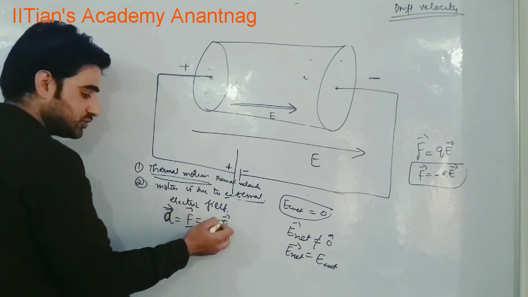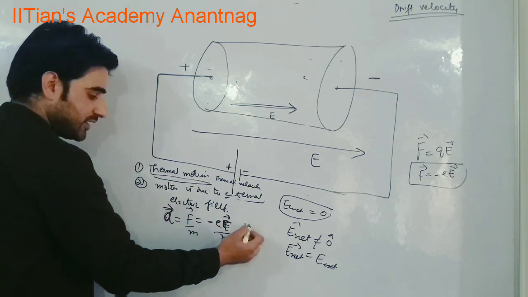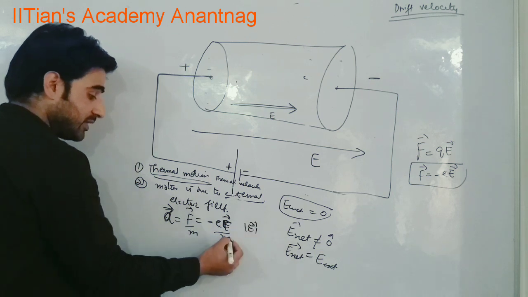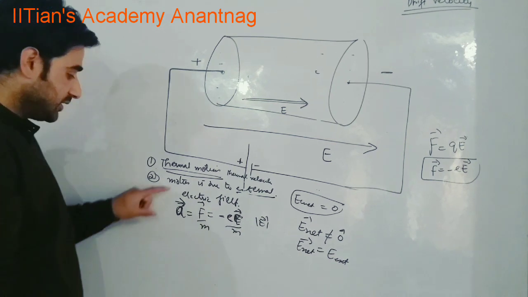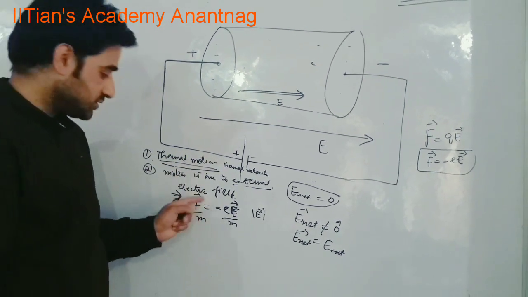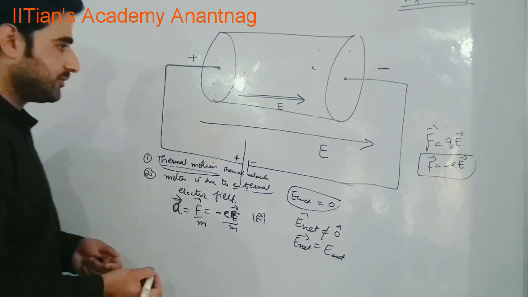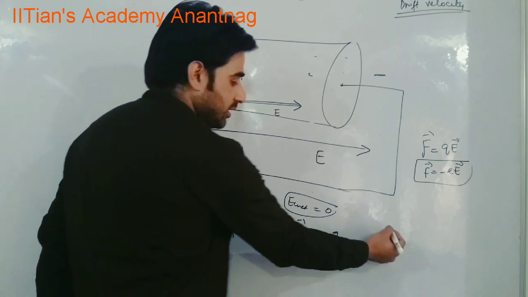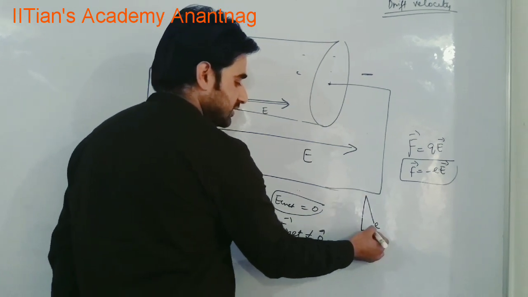Acceleration is opposite to the direction of electric field. E is the magnitude of electric field, and mass m, I will later on have one more discussion on m. Now I can have two motions. One is thermal motion, another motion is due to external electric field. So what is happening here? Earlier the electron was going something like this, coming back like this.